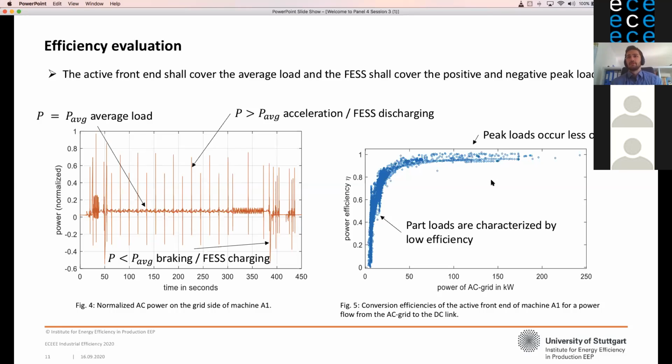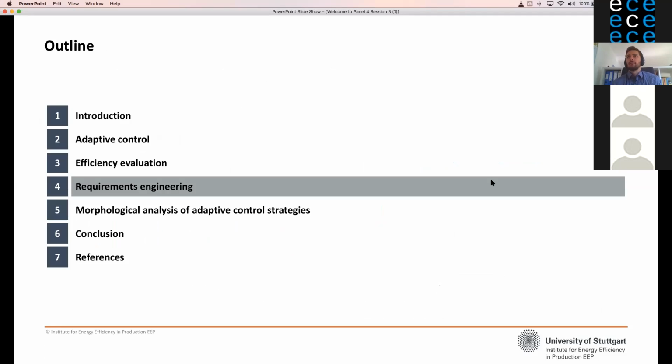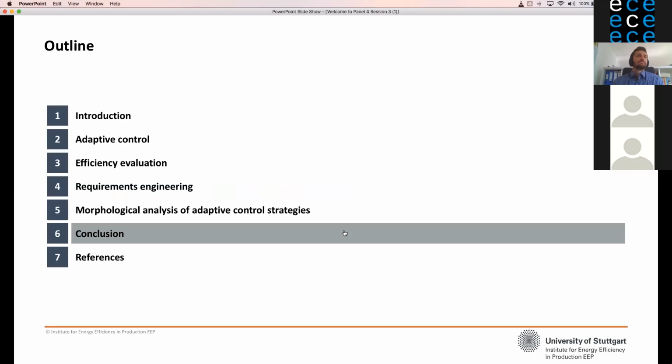example. So although we have the load peaks pretty rarely coming up, there's a lot of times where the efficiency is pretty weak. So one possibility is to actually size the active front end according to the loads, which is around the average one, and then cover the rest by the flywheel energy storage system. Right.